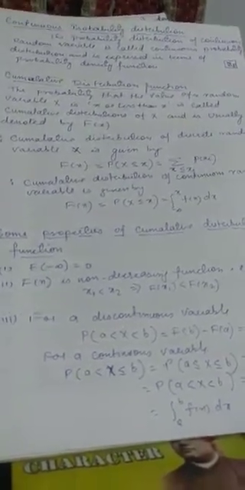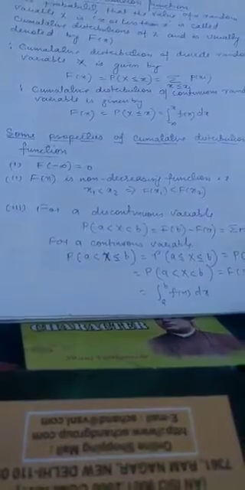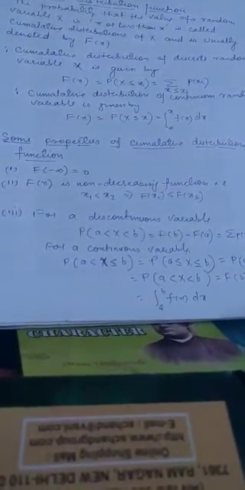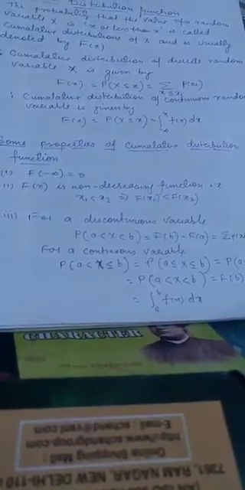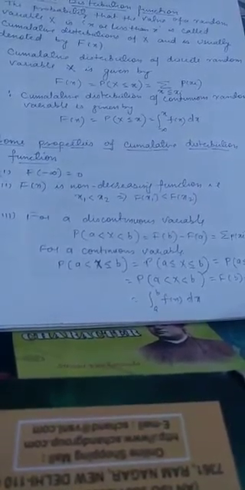So here are some properties of the cumulative distribution function. For a function to be a cumulative distribution function, these properties must be satisfied, or if the function is a cumulative distribution function, then the following holds. F of minus infinity is 0, and F of x is a non-decreasing function. जैसे कि x1 अगर x2 से छोटा है तो F of x1 is also less than F of x2.